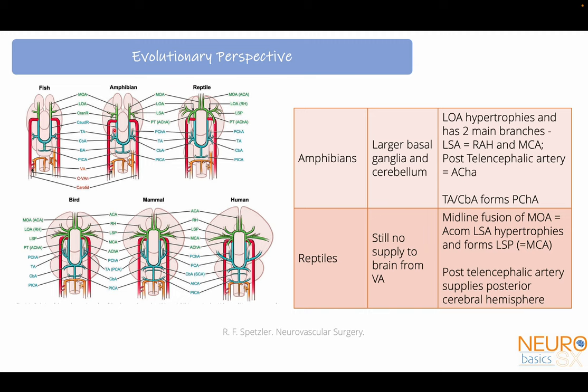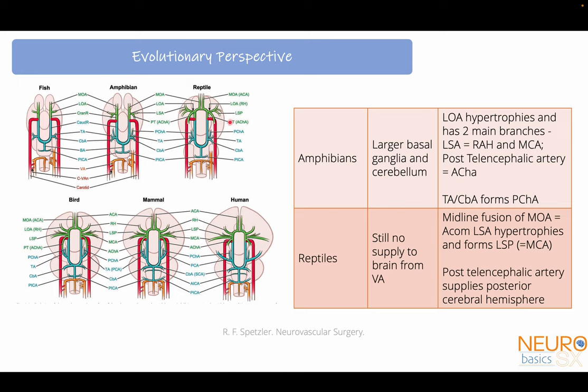With amphibians, it slightly evolves further. They have a larger basal ganglia and cerebellum. So these arteries then further hypertrophy. As we discussed, they don't form new channels. There's further recruitment of the existing channels. So the lateral olfactory artery will hypertrophy and form two branches, a lateral striate artery, which is like a primitive MCA, and a posterior telencephalic artery, which supplies the posterior telencephalon, which is the area of the PCA. But this is a primitive anterior choroidal artery. The tectal artery and the cerebellar artery also end up having another branch forming the posterior choroidal artery.